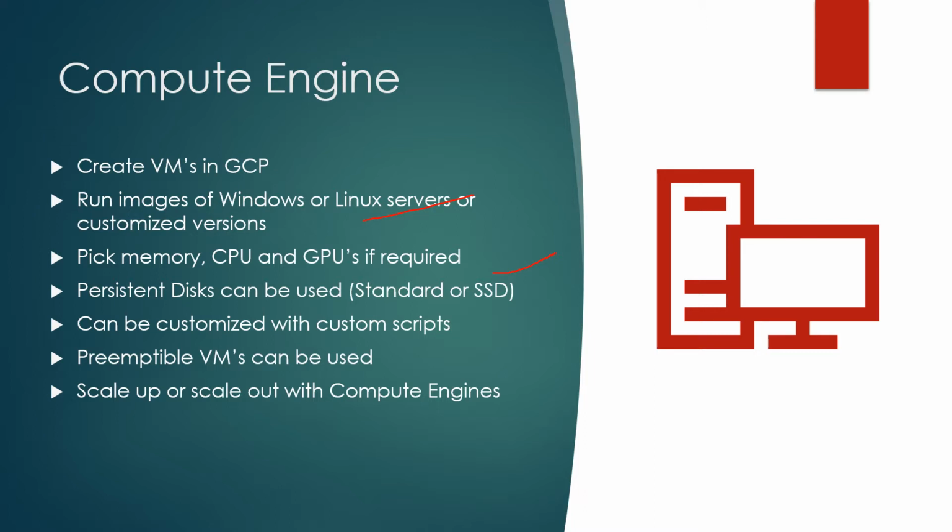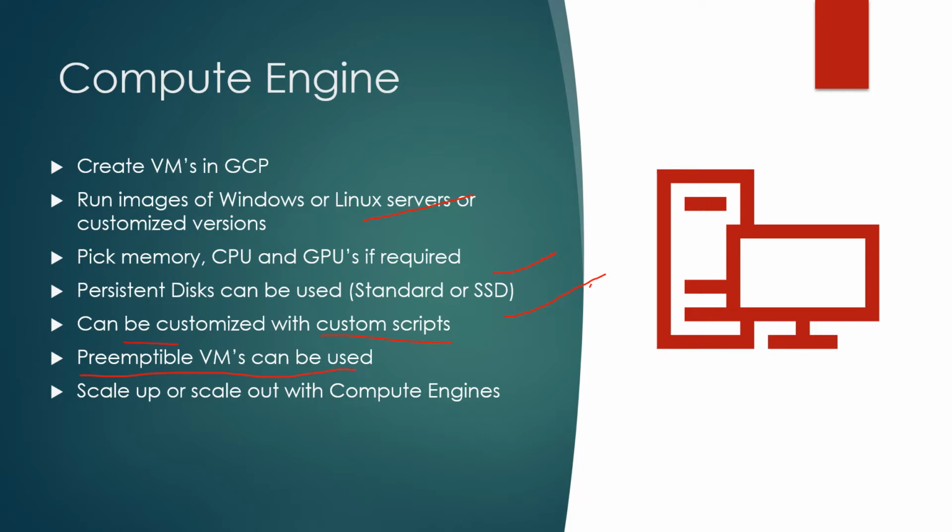Apart from that, you also have the option to use a persistent disk if you want to retain the data. You can customize the Compute Engine with your own shell scripts. So let's say you have provisioned a Compute Engine and you want some customizations on top of it, you can have your own custom scripts on top of the Compute Engine services. Now, your virtual machine can be a preemptible virtual machine as well.